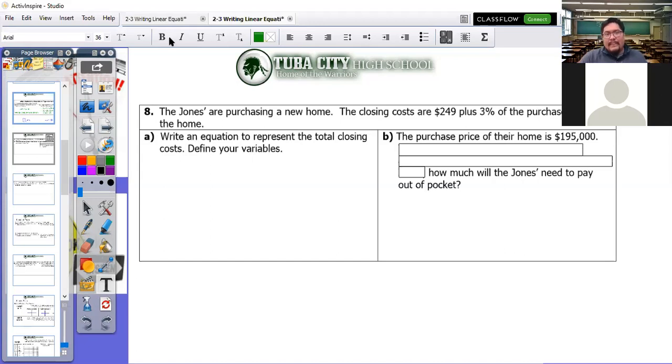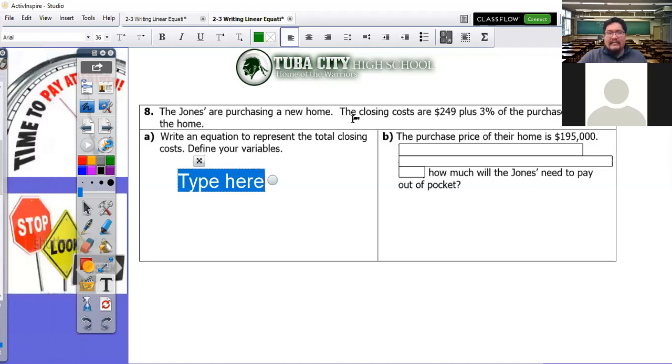So that's what's going on. That's what it means by 3% of the purchase price. And purchase price is the tag price. So like in that example with the Pop-Tarts, that would be $4. $4 is what it would have said for you to pay. But that's not how much you actually have to pay. That would be the total. But in this case, they use the word closing cost. Anyway, write an equation to represent the total closing cost.